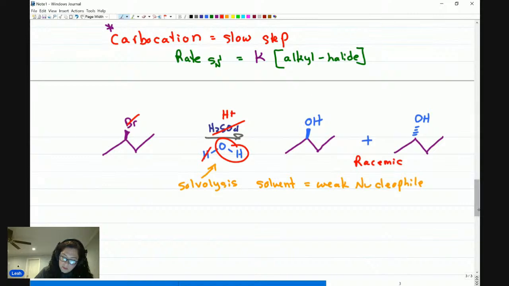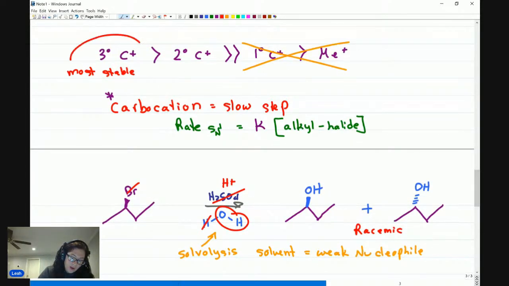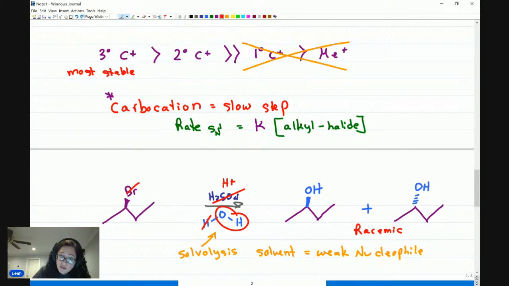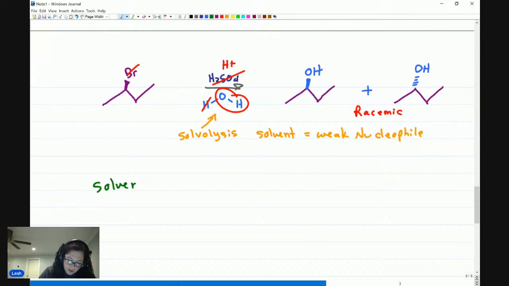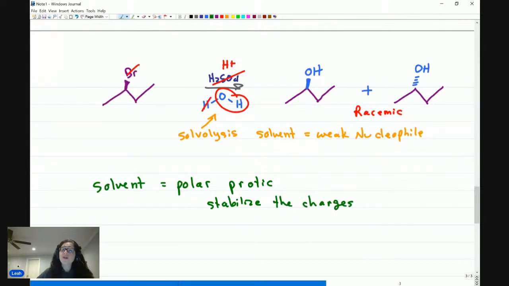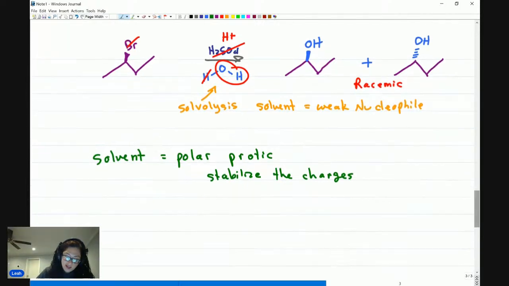In terms of speed, because the carbocation is the rate determining step, the more substituted the carbon holding the leaving group, the faster that reaction is going to take place, because the more stable intermediate wants to form faster. The solvent for this reaction is something that is polar and protic. And the reason we're looking at polar and protic is we want something that will stabilize the charges. If we have all those charged intermediates, we want it to be surrounded by opposite charge so that it can be stable, so that it is likely to form.